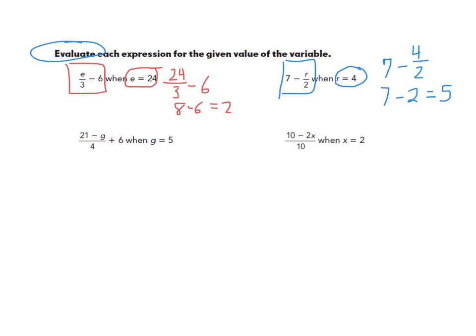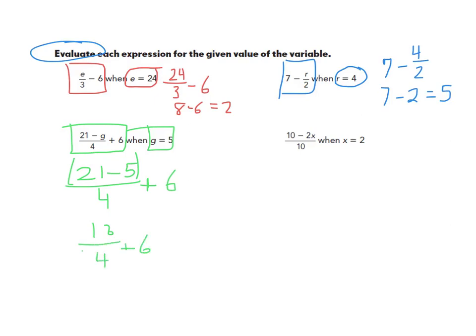As I look at the next one, 21 minus g over 4 plus 6. But g is no longer going to be g. It has a value of 5. So I'm going to rewrite the problem. 21 minus, instead of g, I'm going to call it 5, over 4 plus 6. I can do the top part of this division problem first because that's sort of like a grouping symbol up here. 21 minus 5 is 16, and 16 over 4 plus 6. Well, 16 over 4 is 4, and 4 plus 6 is 10.